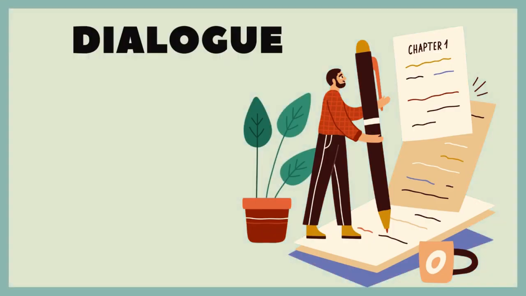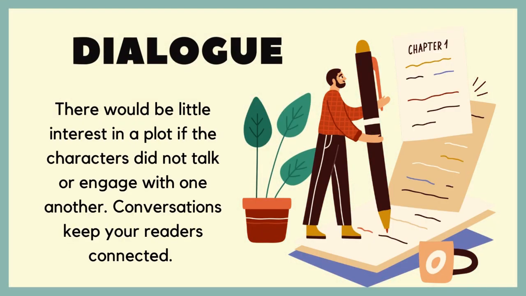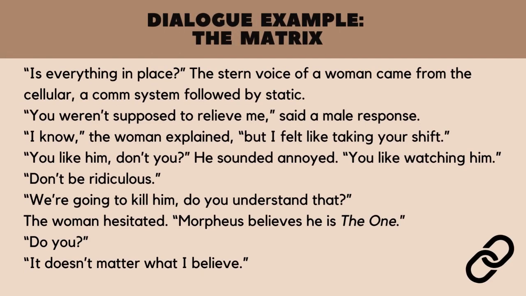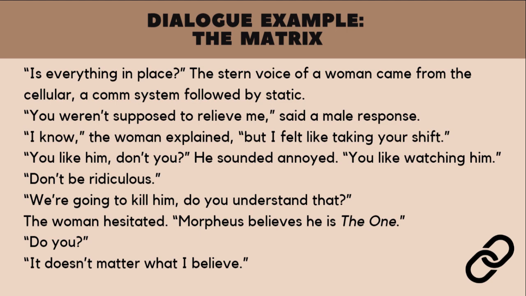Dialogue is a fan favorite. It starts with indirect speech. There would be little interest in a plot if the characters did not talk or engage with one another. Conversations keep your readers connected and curious. Movie examples of dialogue can be the opening scene of Mean Girls, The Matrix, and even anime like Jujutsu Kaisen. Here is a written example of how you would use dialogue to start your story, using The Matrix as a template.